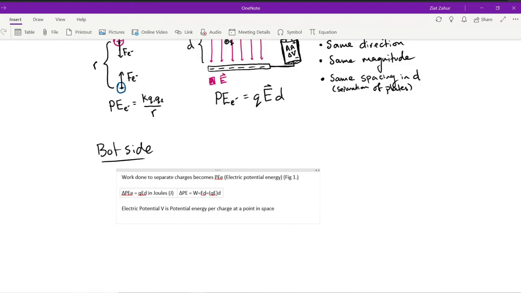Okay, so the equation would be V is equal to PE over Q, which equals KQ divided by R. Single Q, single R.